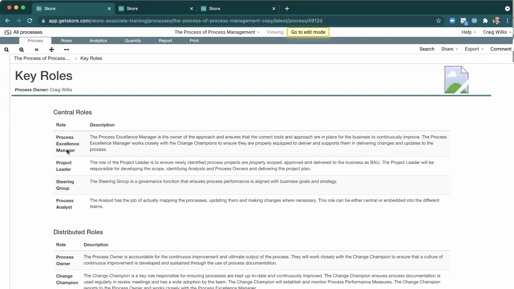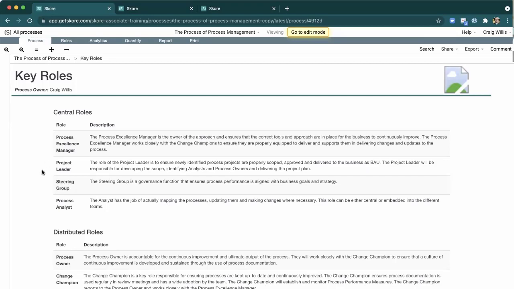I've got a process excellence manager we've described. So this is the person running that central team, and would essentially be the process owner for this process that we're describing. We've seen them called the business excellence manager, or the business operation performance manager, all sorts of different things. But it's that central team that's helping to run the processes and the system like Skore.